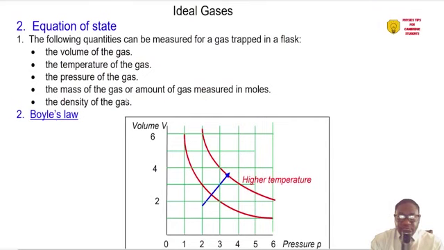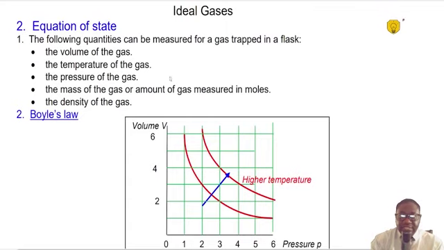The equation of state. In my part 1 video, I was looking at the mole. The following quantities can be measured for a gas trapped in a flask: the volume of the gas, temperature of the gas, pressure of the gas, mass of the gas, amount of gas measured in moles, and the density of the gas. These are called macroscopic because they can be measured. Now we're going to delve into looking at gas laws: Boyle's law, Charles' law, pressure law, and the combined law.